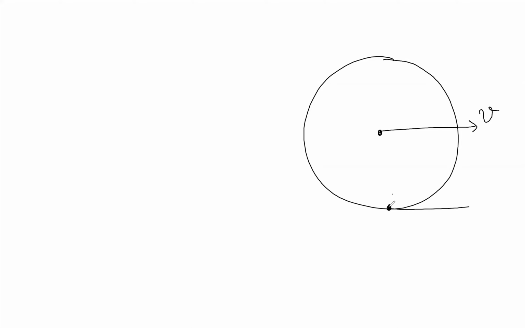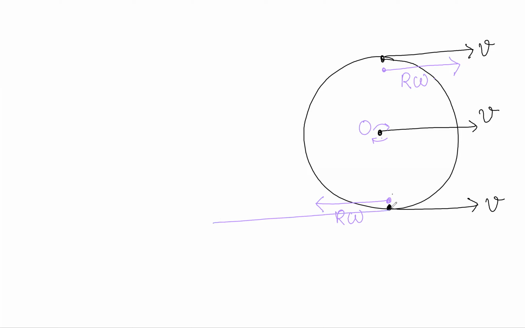So how is it zero? The velocity of every point on the wheel is first of all v, because the object is translating. Because the object is also rotating, these points have an additional velocity. So the bottom point has a velocity of r omega in the backward direction, and the top point has a velocity of r omega in the forward direction. The middle point, which is the axle, has zero velocity because of rotation. It has a velocity of v, but because of rotation, its additional velocity is zero.